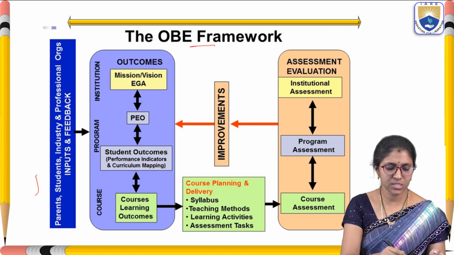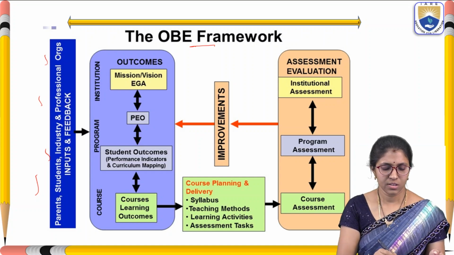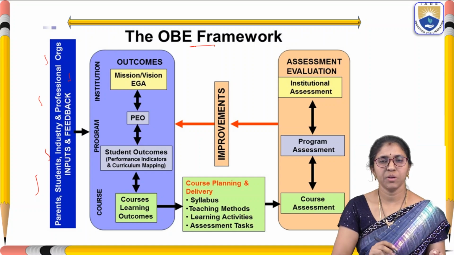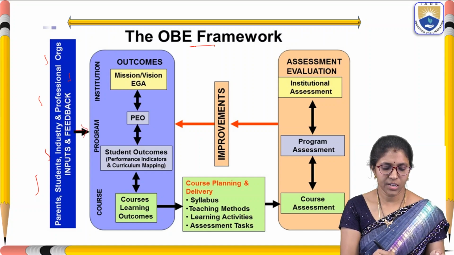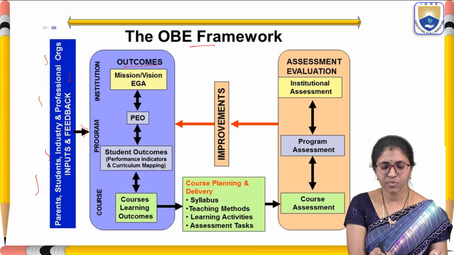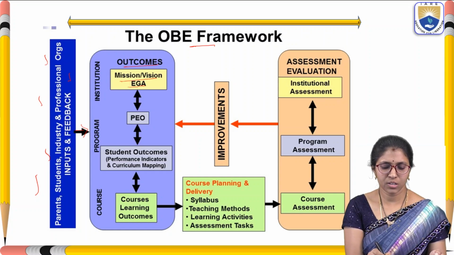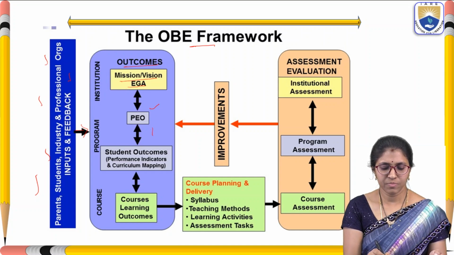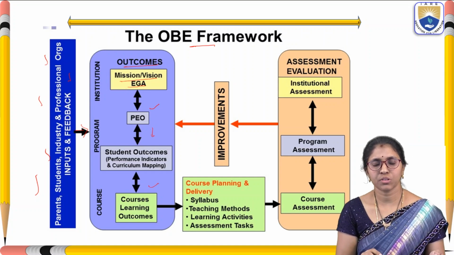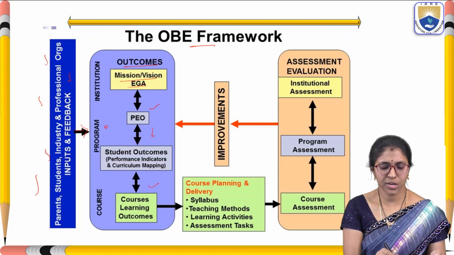In this, parents, students, industry and the professional organizations, their inputs and feedback are taken into account. Here we have the mission and vision of the institution. After that, program educational objectives will be there. Based on that, student outcomes and course learning outcomes. Here, program educational objectives and the program outcomes.